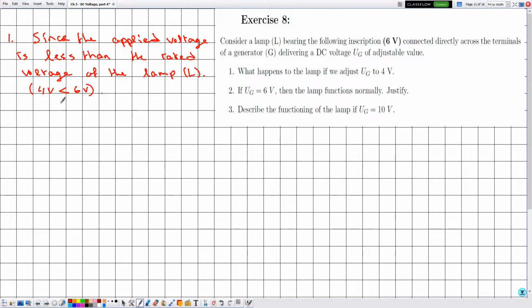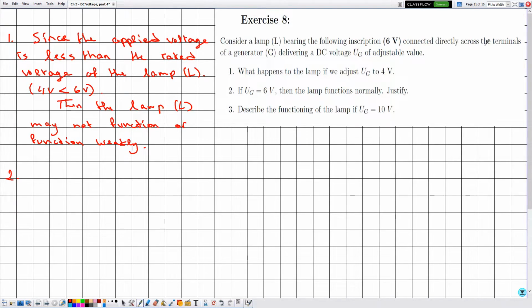Okay, so in this case, since the applied voltage is less than the rated voltage of the lamp L, then we can say the lamp L may not function or function weakly. We don't know whether it will not function or function weakly. For this reason, we need to mention both.